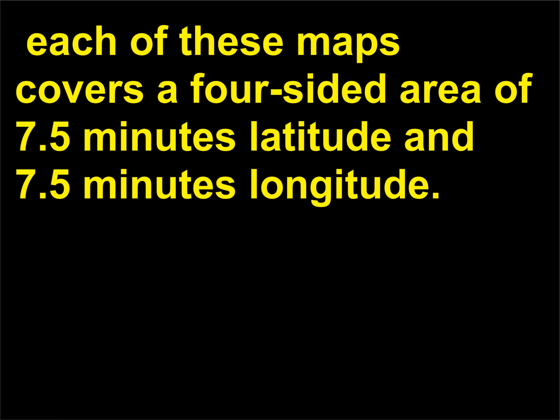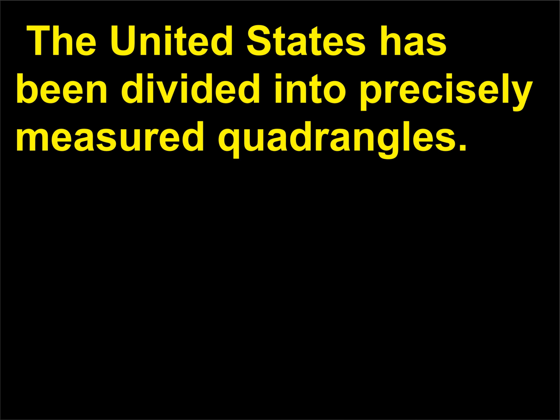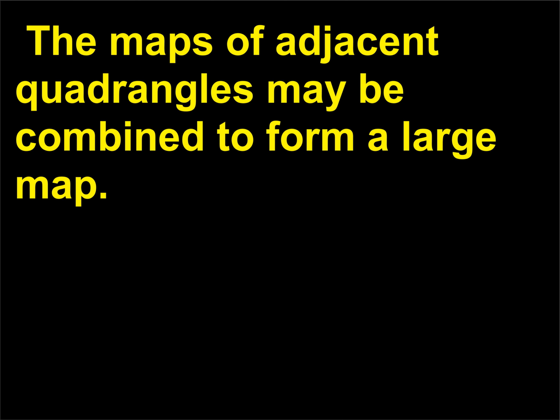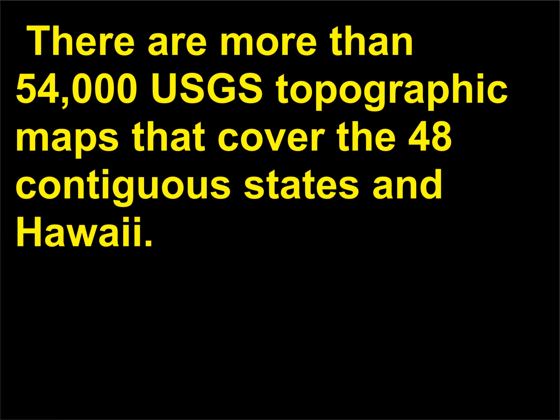Each of these maps covers a four-sided area of 7.5 minutes latitude and 7.5 minutes longitude. The United States has been divided into precisely measured quadrangles. Each quadrangle in a state has a unique name. The maps of adjacent quadrangles may be combined to form a large map. There are more than 54,000 USGS topographic maps that cover the 48 contiguous states and Hawaii.